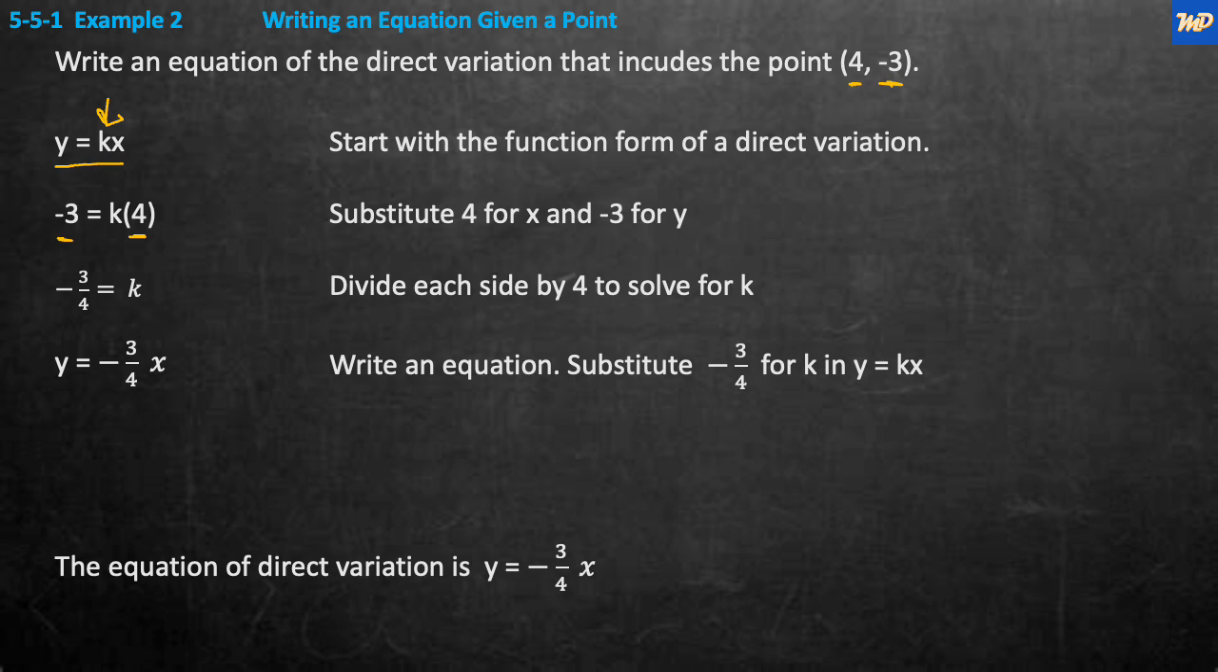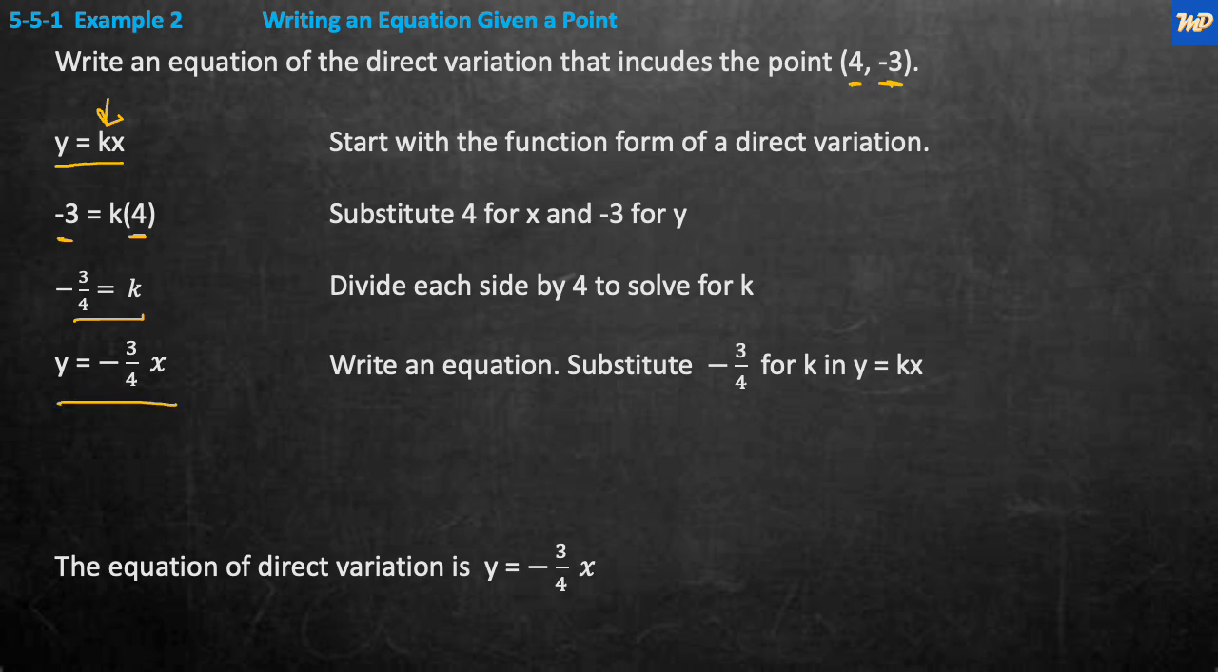So we divide both sides by 4, we get negative 3 divided by 4 is equal to k. And then, now we know what k is, we can substitute back in the function, the direct variation function, the standard form, and we get just what we have written right here.